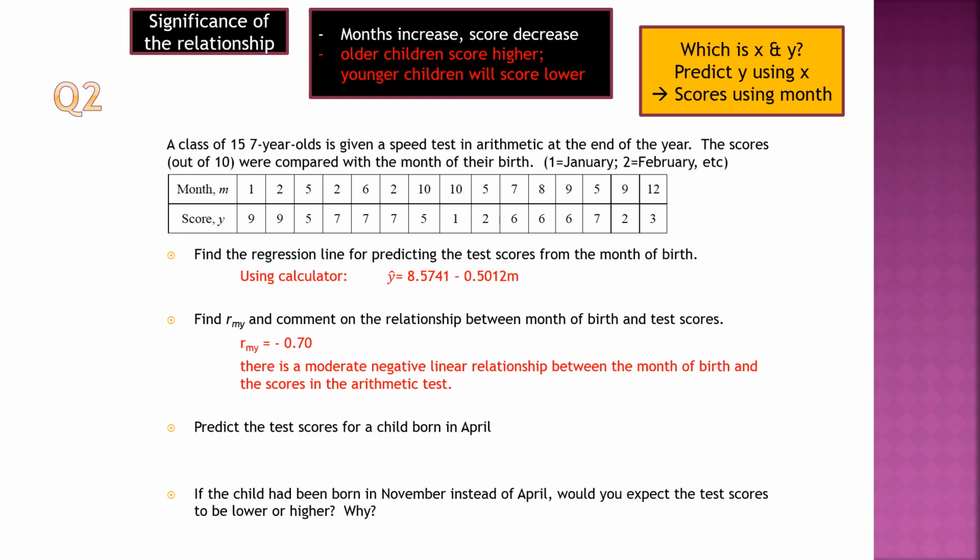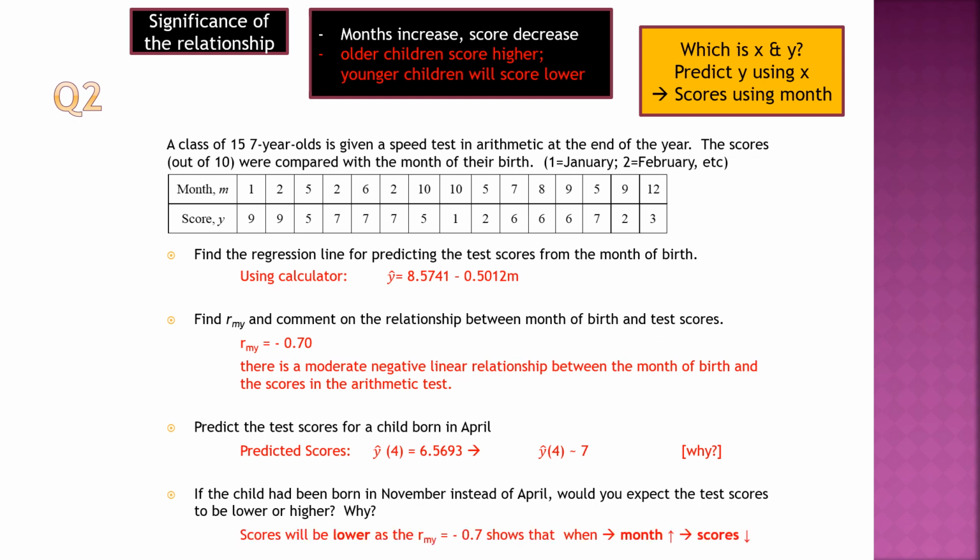Easy. Predict the test scores for a child born in April. How do you predict the test score for a child born in April? April is what? January, February, March, April, 4, right? M is equal to 4, right? So you plug 4 into the equation that we found earlier, meaning y equals 8.5741 minus 0.5012. That M there, you will put 4. So you find what is y? You will get 6.5693.